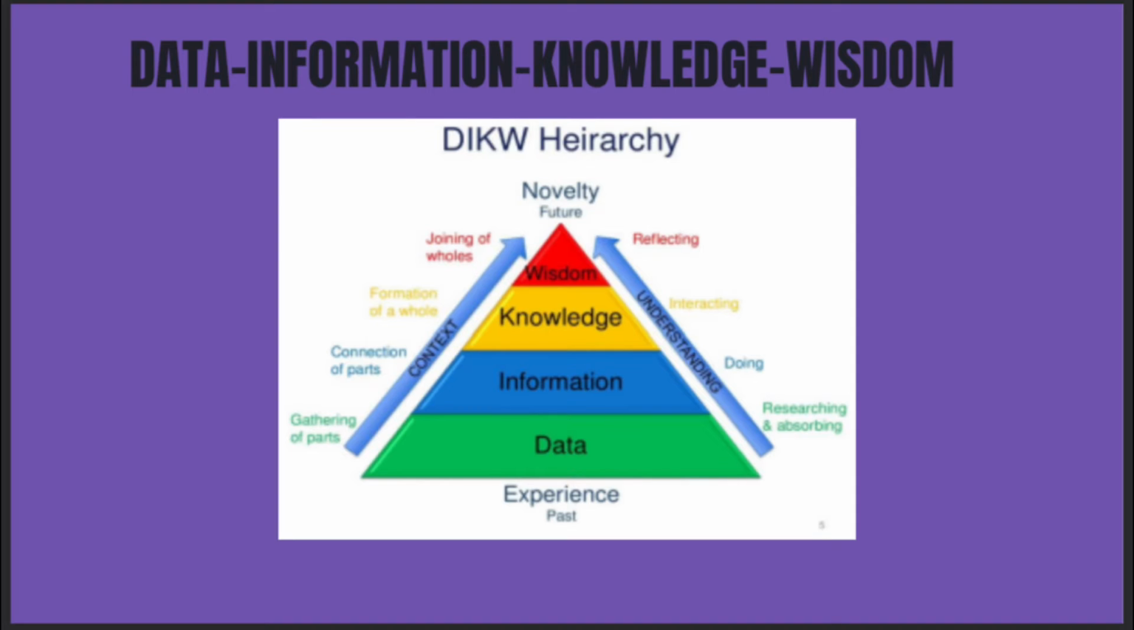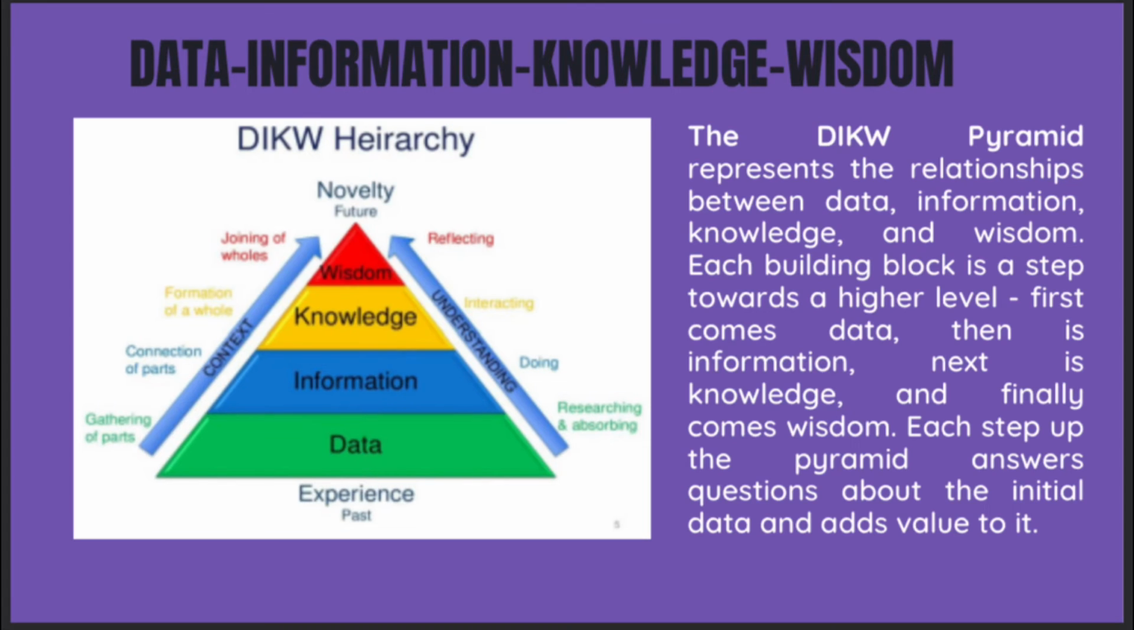An example is the Data, Information, Knowledge, Wisdom hierarchy. The DIKW pyramid represents the relationships between data, information, knowledge, and wisdom. Each building block is a step towards a higher level. First comes data, then followed by information. Next is knowledge, and finally comes wisdom. Each step up the pyramid answers questions about the initial data and adds value to it.